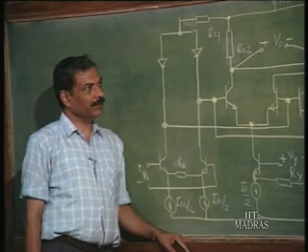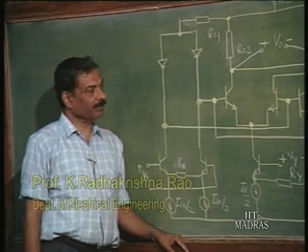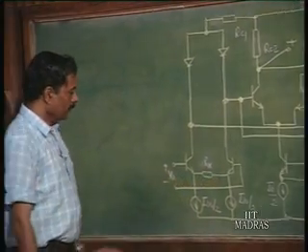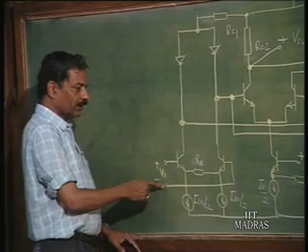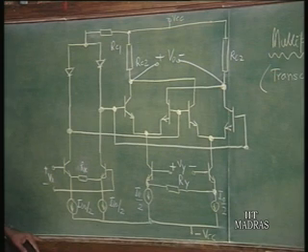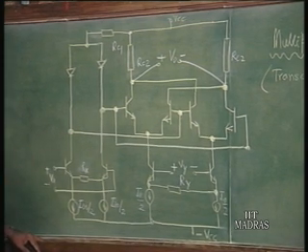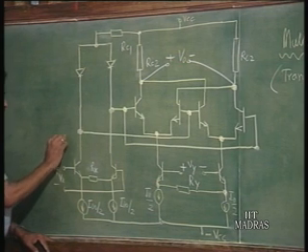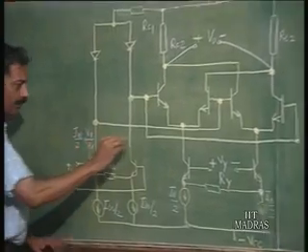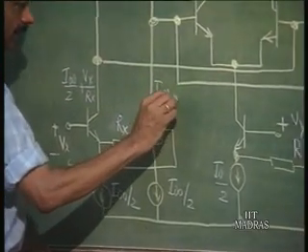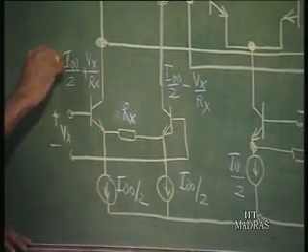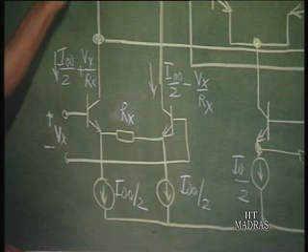In the last class, we discussed the transconductance type multiplier using what is called the translinear principle. The voltage Vx was converted into a linear differential current using a transconductor of this type. The current here was I naught naught by 2 plus Vx by Rx, and here I naught naught by 2 minus Vx by Rx. Differential current of this type was flowing here, and that was the current in the diode.